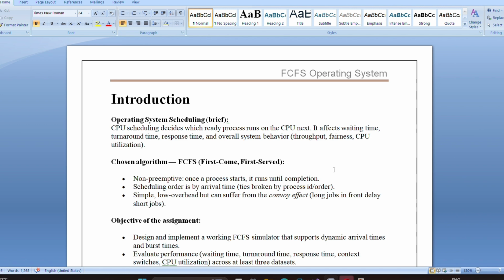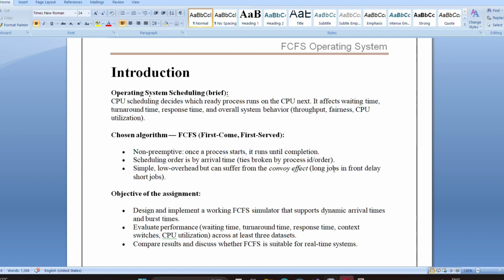As we have the 4 processes, it is first come first serve. It completes process 1, next process 2, and so on until the last process. Scheduling order is by arrival time 0, 1, 2, 3, or it may be all zeros. Simple, low overhead, but can suffer from the convoy effect.